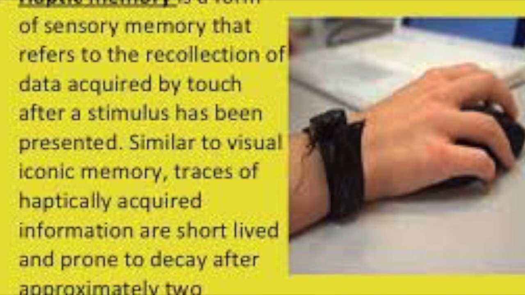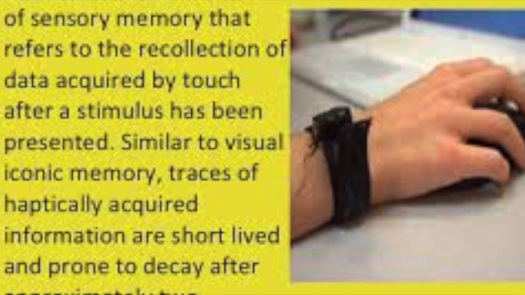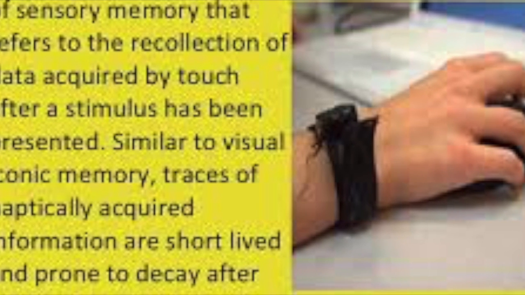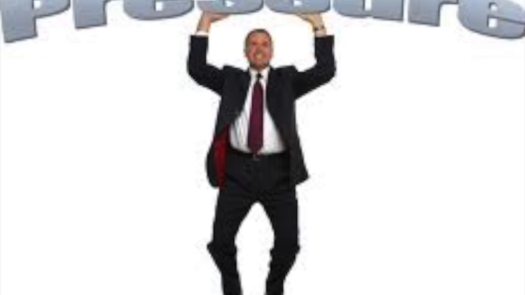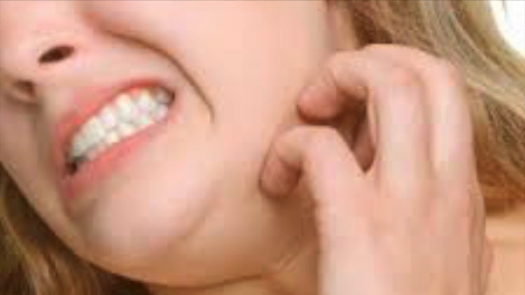The next one is haptic memory. Haptic memory is the branch of sensory memory used by the sense of touch. Sensory receptors all over the body detect sensations like pressure, itching, and pain, which are briefly held in haptic memory before vanishing or being transferred to short-term memory. Haptic memory seems to decay after 2 seconds.